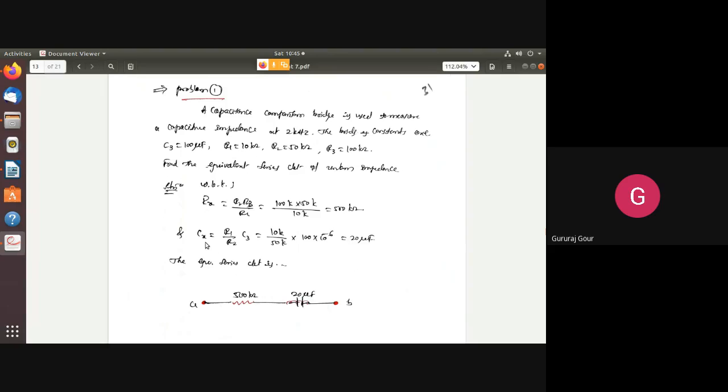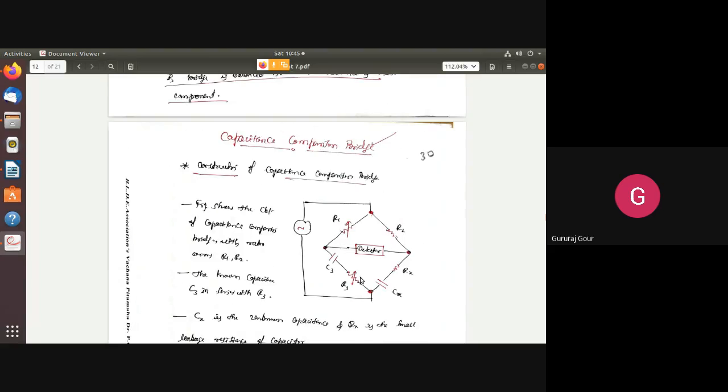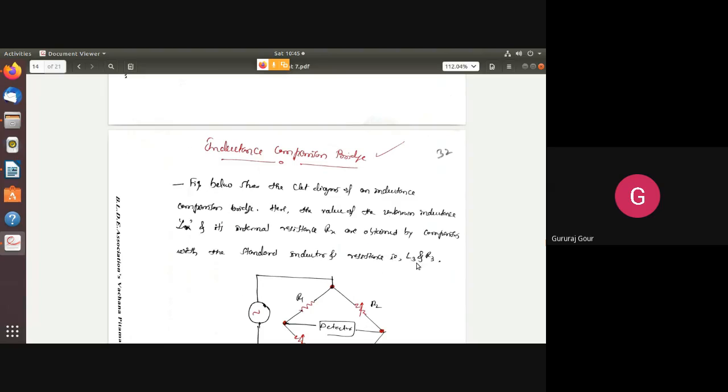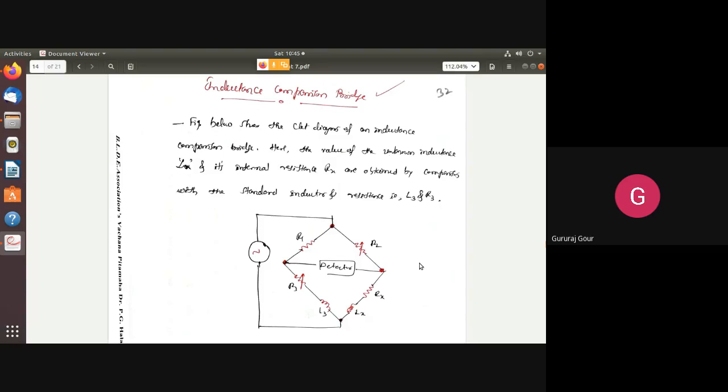Next, simply substitute the values in the Cx formula to find the Cx value. Here we got it as 20 microfarad. As asked in the problem, find the equivalent series circuit, so simply draw this with the values you got for the unknowns. So this is all about the capacitance comparison bridge. Similarly, we have the inductance comparison bridge. Here you have to remember the bridge arm circuits clearly.